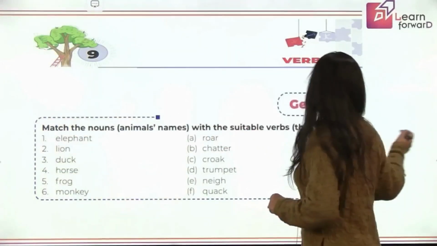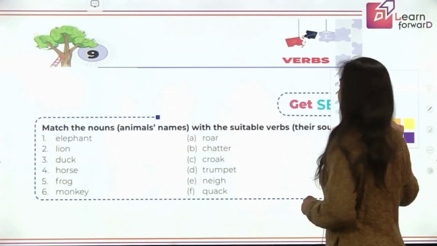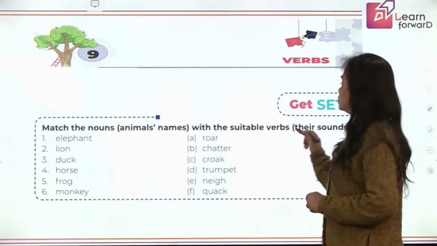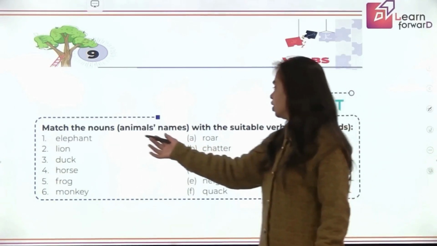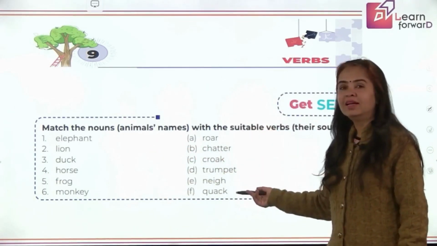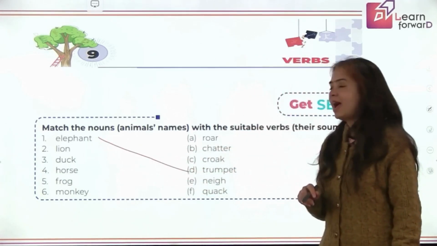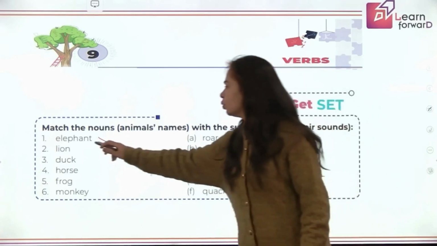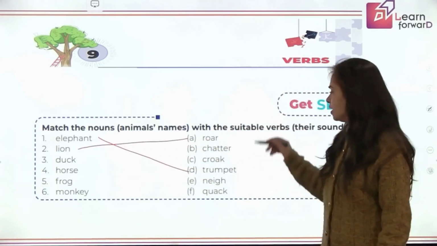Here's an exercise for you. Match the names of animals with the suitable verbs, the sounds they make. Okay, what's the sound of an elephant? What does an elephant do? Yes, it trumpets. Next, a lion. That's the roar of a lion. So it roars. And what sound does a duck make?